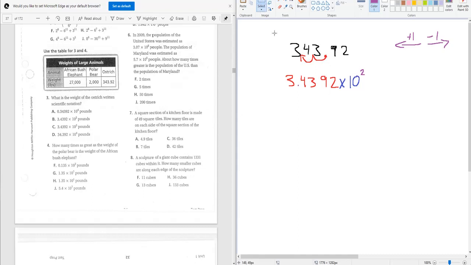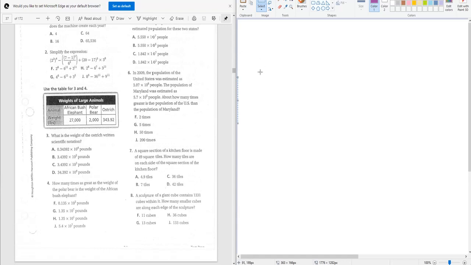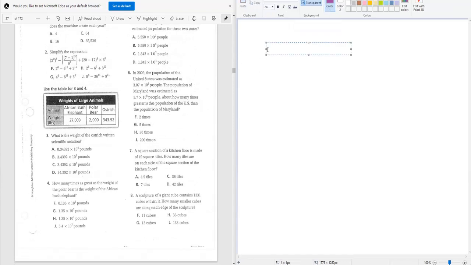So number 4. How many times as great as the weight of the polar bear is the weight of the African bush elephant? Okay, so that can be pretty confusing. So let's break it down. It says how many times as great as the weight of the polar bear is the weight of the bush elephant. That can be a little confusing because we're not dealing with numbers.